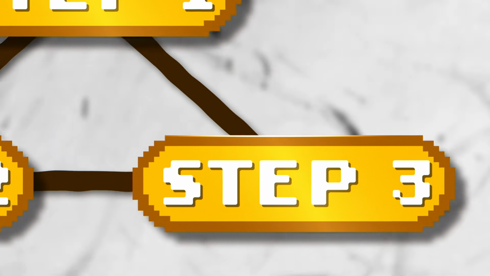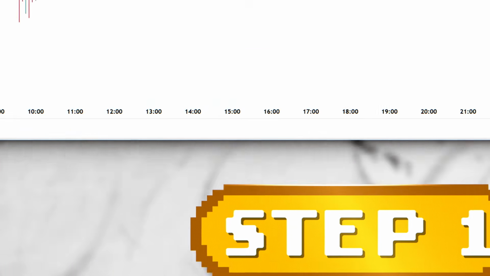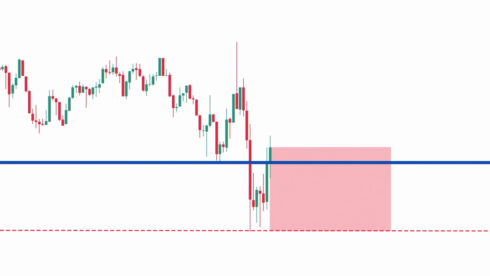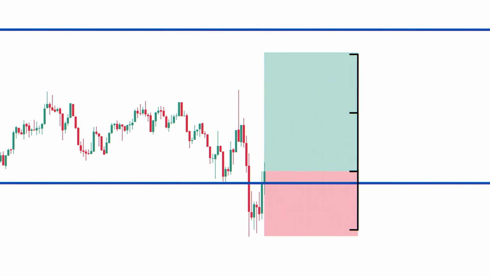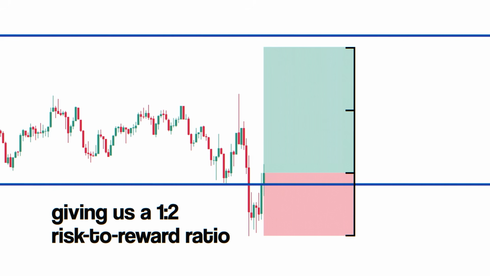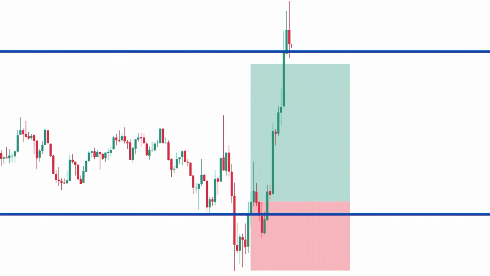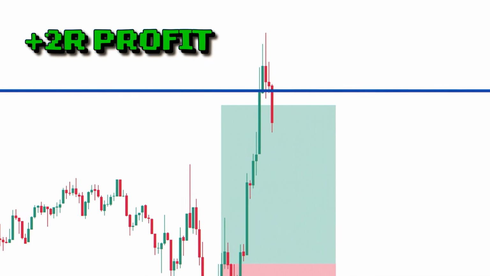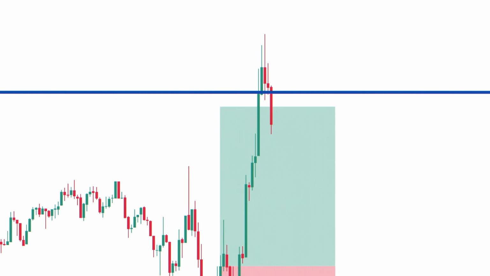Now we move to the third step, the entry. We place the stop loss below the low of the most recent move. The take profit is set at 2 times the stop loss distance, giving us a 1-to-2 risk to reward ratio. And as you can see, price reaches the take profit exactly as expected. But this isn't the end.